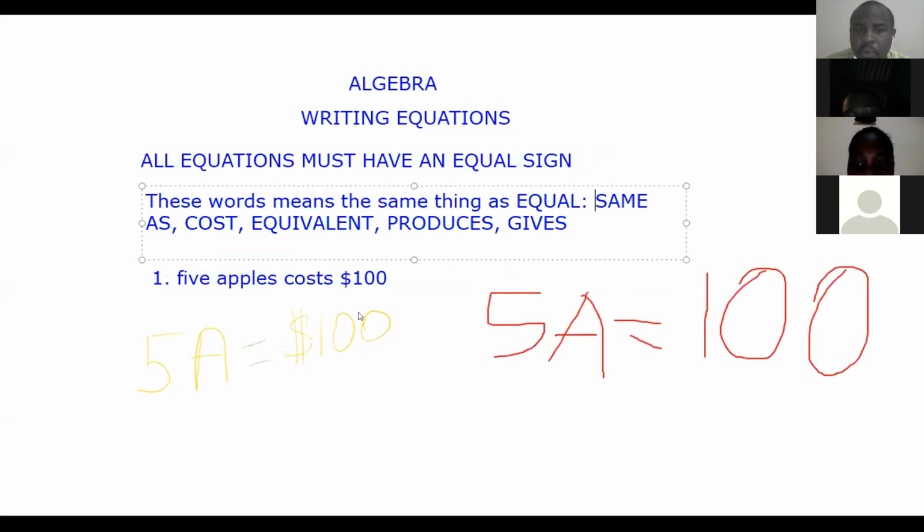Okay, good. So remember at all times, and I want you guys to write off these words. All of these words mean the same thing as equal. Okay? So write them off for me before we go forward. Remember our session is half an hour. Let me know when you're typing off.